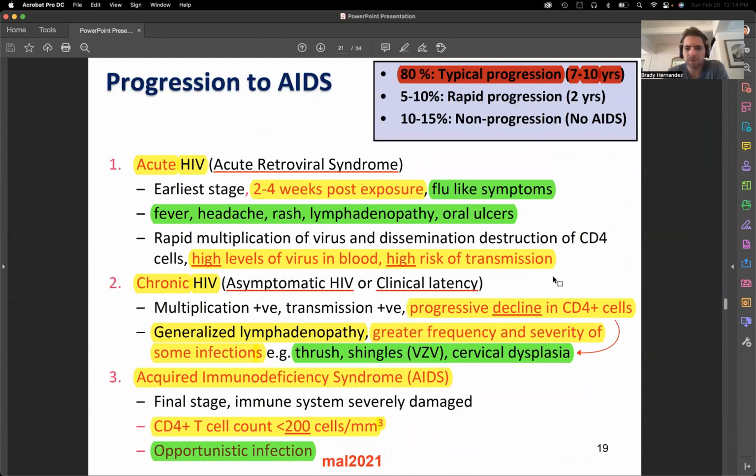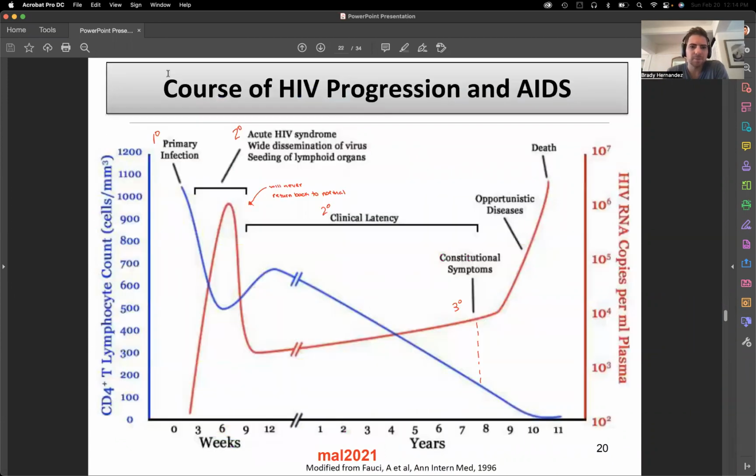All right, and then we have our progression. This is very important here. You get this primary infection. So our blue line is looking at our CD4 count, and the red is looking at how many copies of the virus you have. So they should basically be inverse of each other, right? Sorry, your CD4 count will go down as the viral load goes up, right?